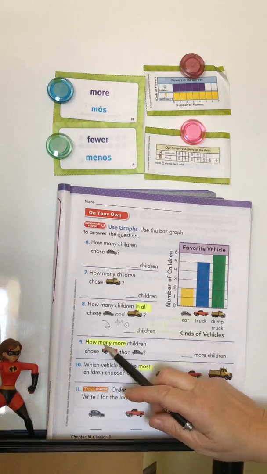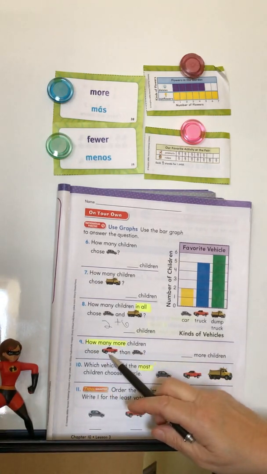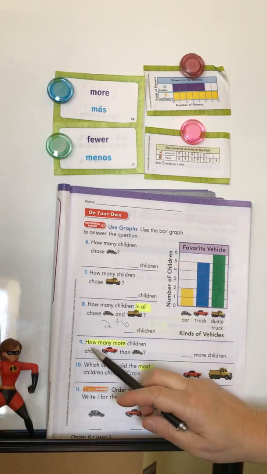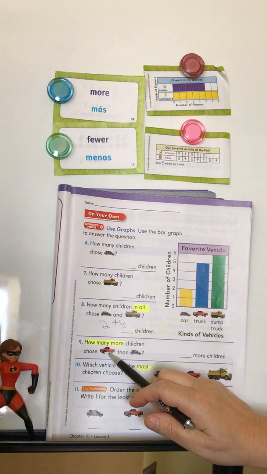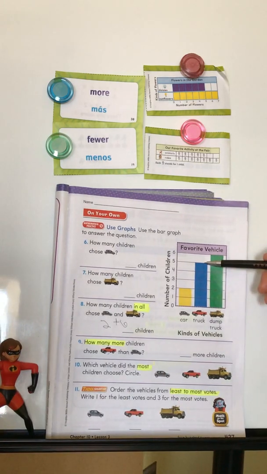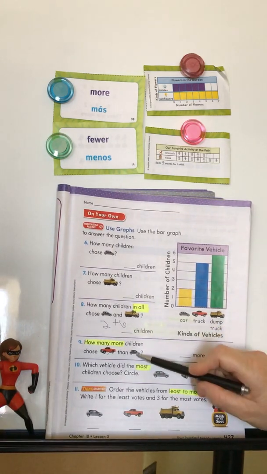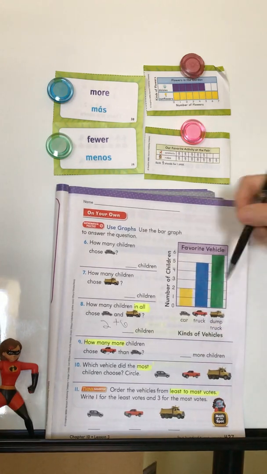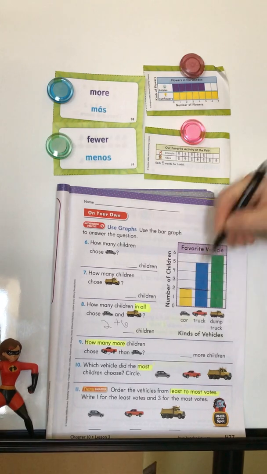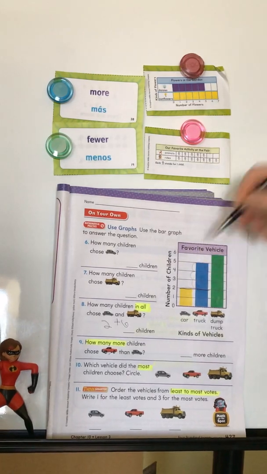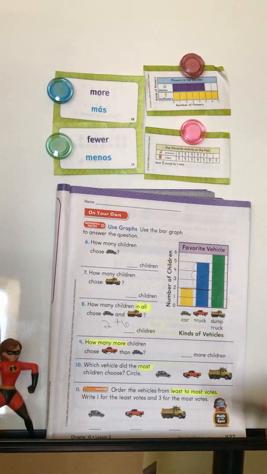Number 9, how many more children chose trucks than cars? Okay, so we know we're going to subtract here. So you're going to find how many had trucks. That's your blue bar. Minus how many chose cars. That's your yellow bar. The other way you can do it is go and see. This is where they're even, and then count how many more are on there. That'll be your answer.